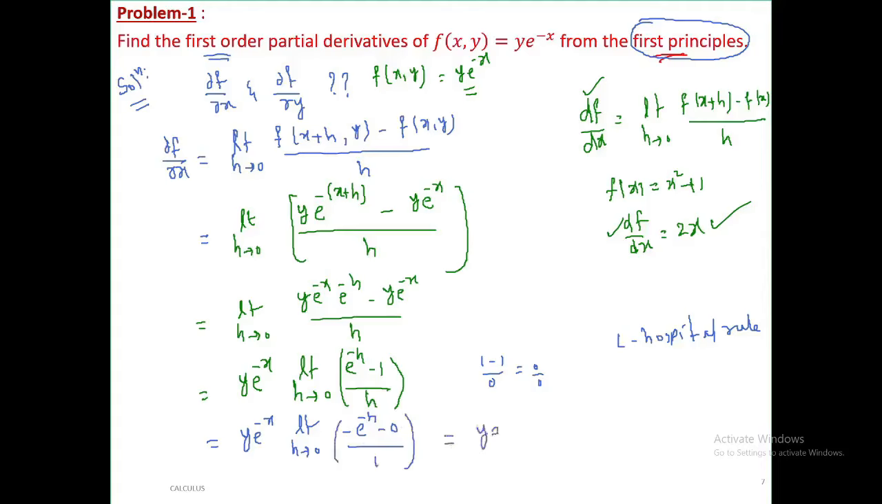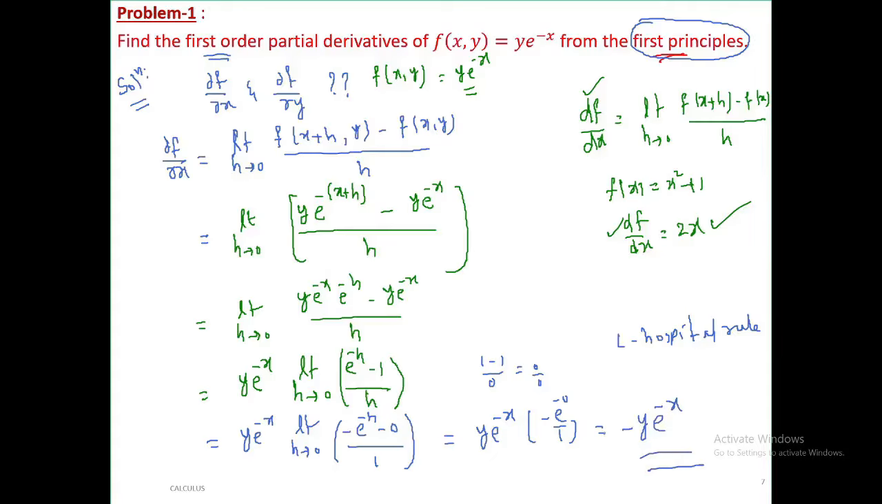So y into e power minus x. Now apply limit h tends to 0 here. So what will you get? Minus e power minus 0 by 1. What will you get? Minus 1. So the answer is minus y into e power minus x. So this is by using first principle. Therefore, dou f by dou x value is minus y into e power minus x.